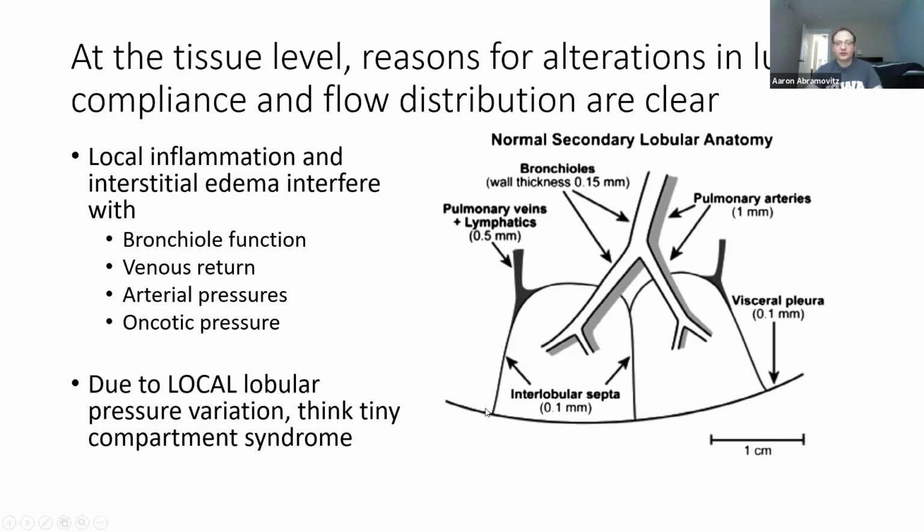Likewise, the increased pressure in the lobule can actually cause compression of the small bronchioles and make delivery of air more difficult. So it's really a kind of a vicious cycle, think like a tiny compartment syndrome due to local lobular pressure variation. So if you have, let's say, this one is really affected by the ARDS and this one's relatively clear, this guy is going to be almost completely dysfunctional because of not only the impairment in the gas exchange, but also the impairment in the vascular drainage and the function of the airways.